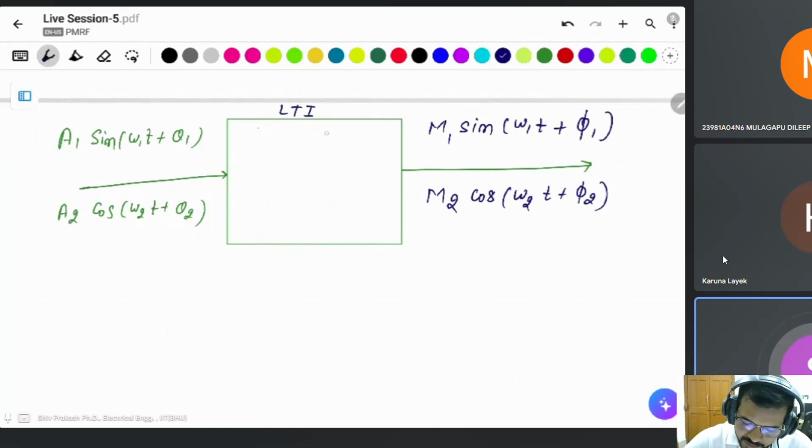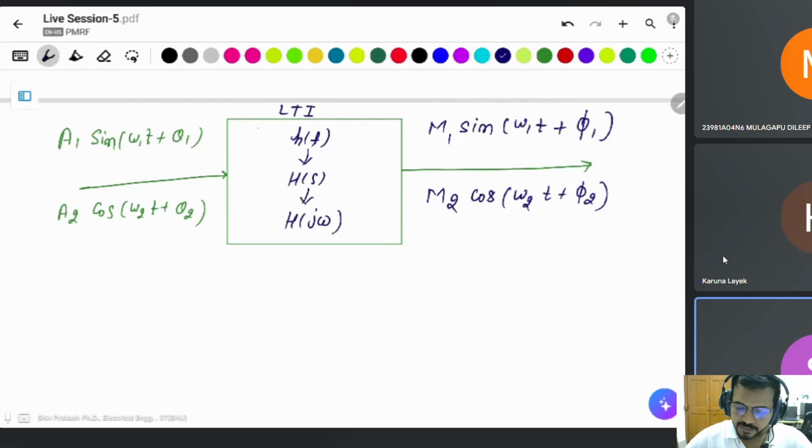If there is some system, you have the transfer function H(s). If you have the system in the time domain, you have to convert it into H(s). Then you have to find the j omega term. Replacing s with j omega simply gives H(j omega), if the system is causal and stable.